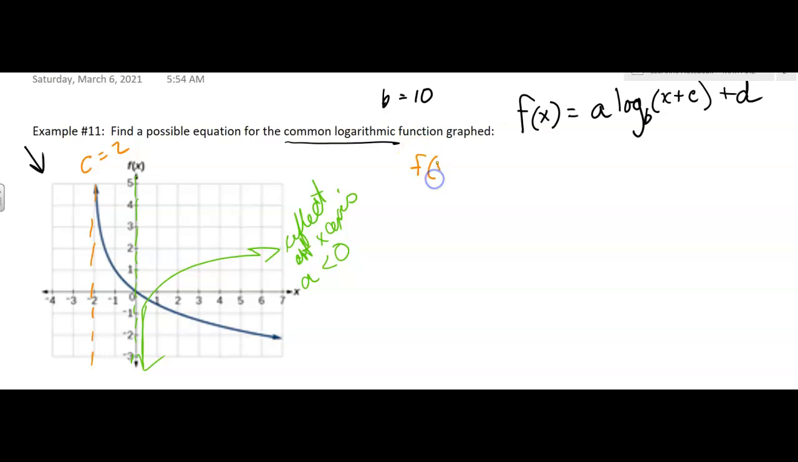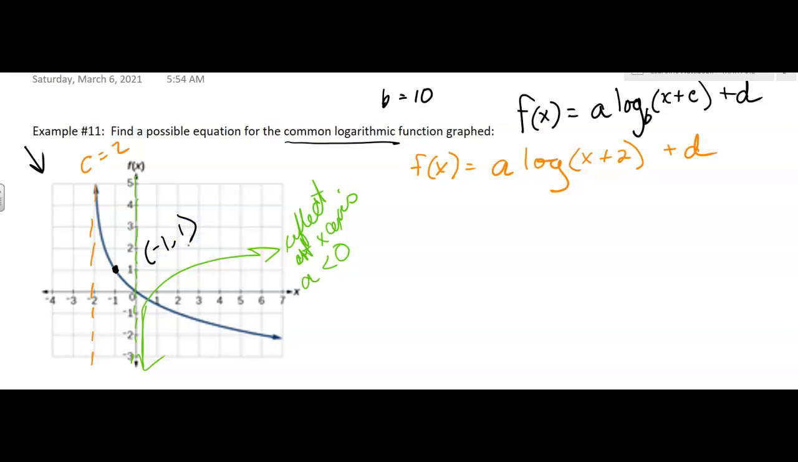So we can say this much. We can say f of x is equal to, and I'm just going to leave it a for now. I know in my heart that a is going to be negative, but I'm just going to leave it that way. Log, I don't have to write the base because it's a common log, and then x plus 2, plus d. Okay? That's what I know so far. So I'm trying to find a and d. I'm going to use points that they give me. So I can see a point right there that is (-1, 1).